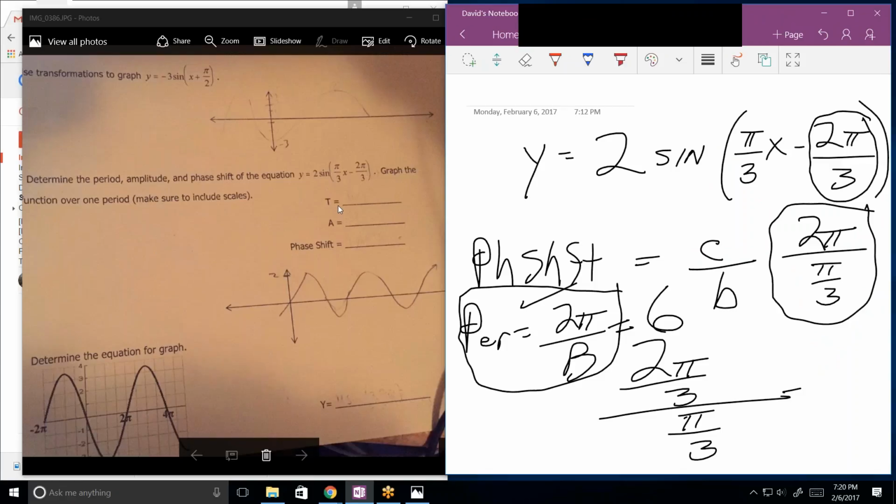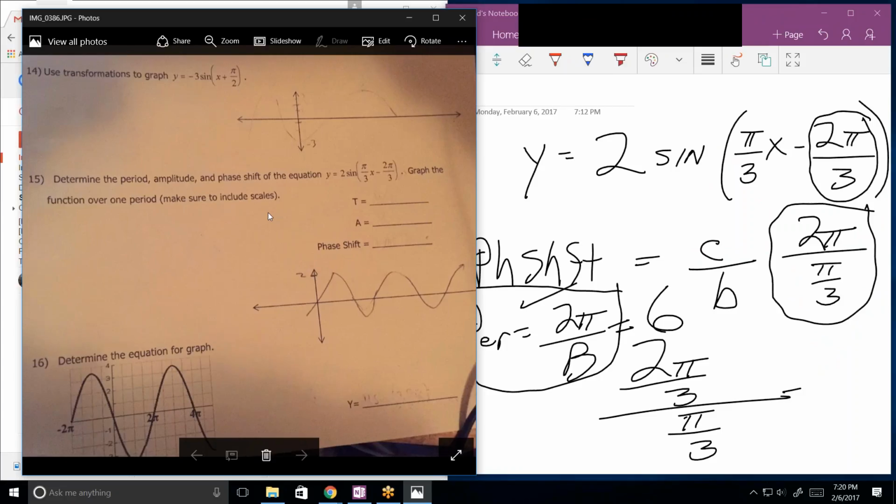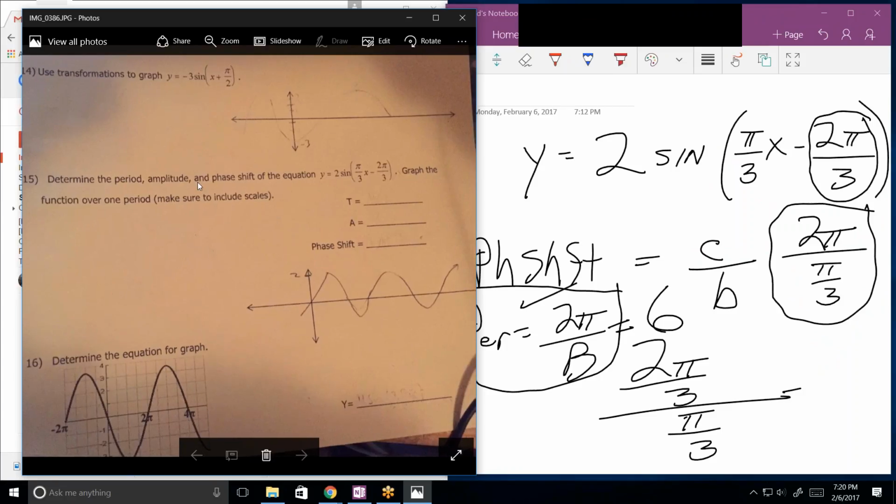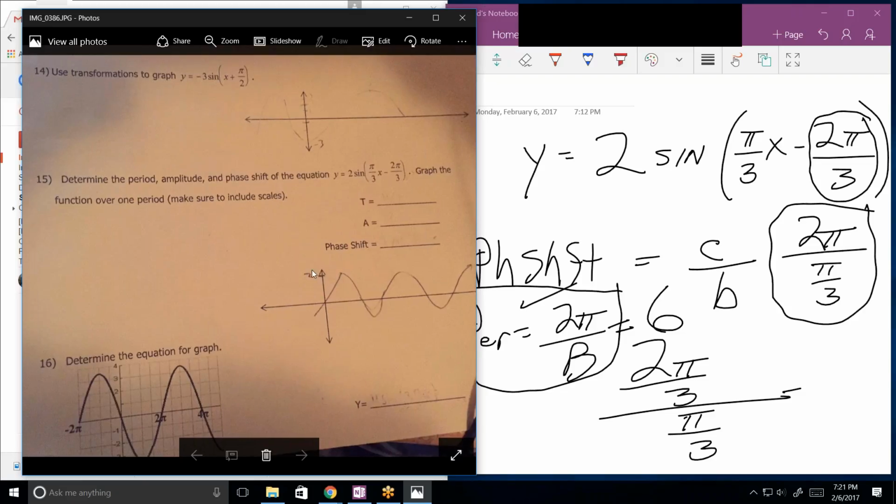T means what? T means the period, right? I think T means the period because she asked for 3 things here, and she said T, A, and phase shift. So I guess T is the period. I've never seen T used as a letter for the period before. I don't know why she marked that as T. She should just say period, P-E-R or something. But as long as she's asked those 3 and put them in that order, it's not hard to figure out what T means.